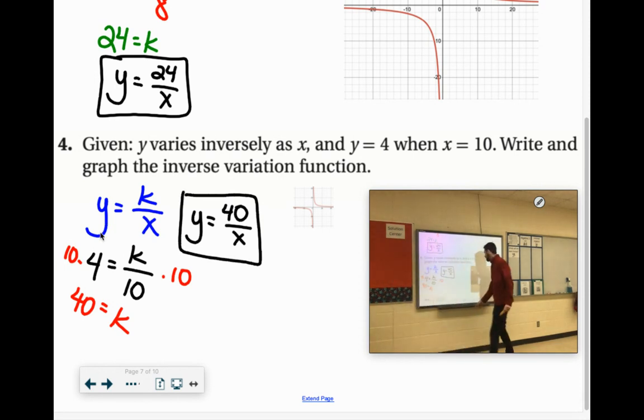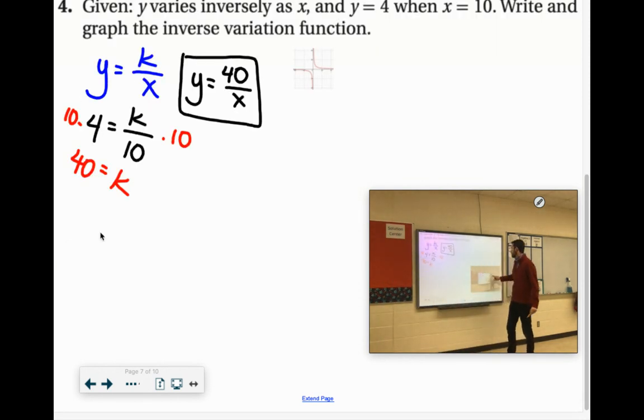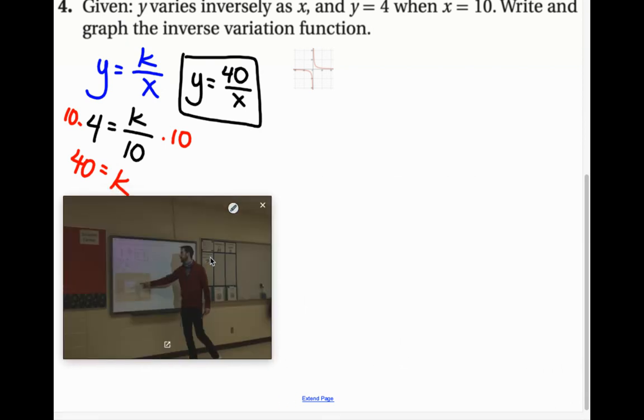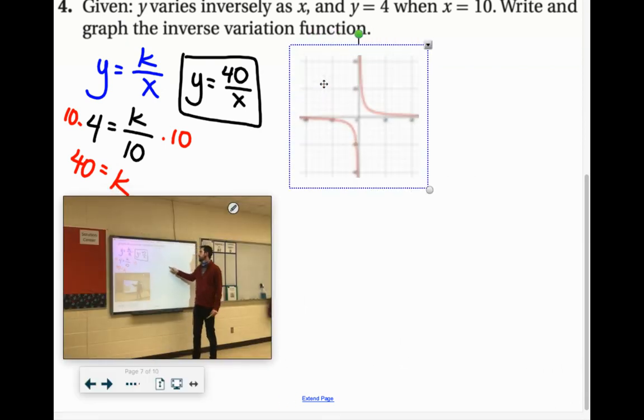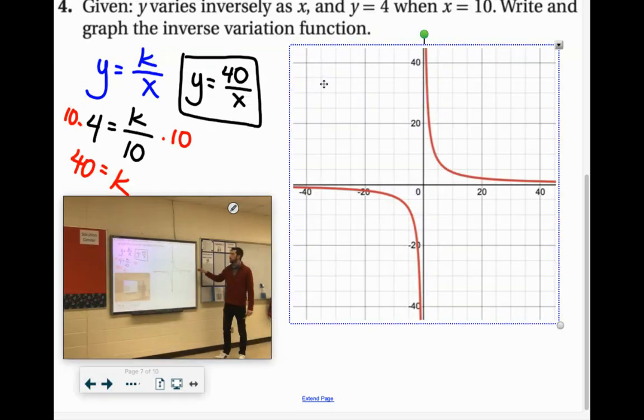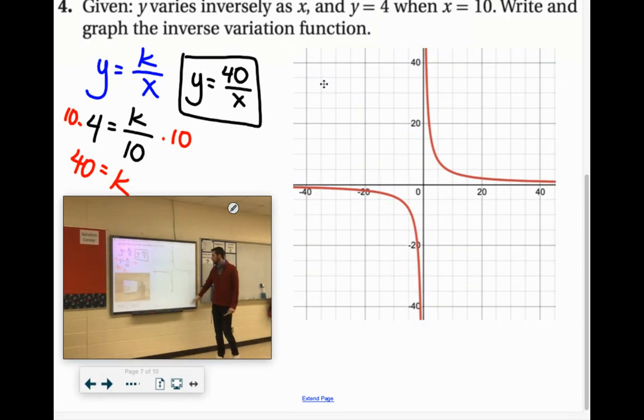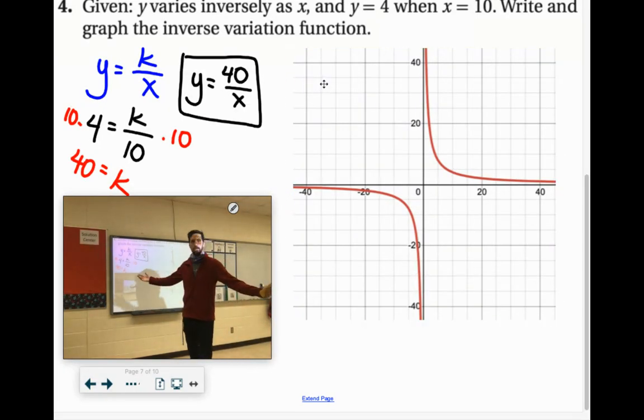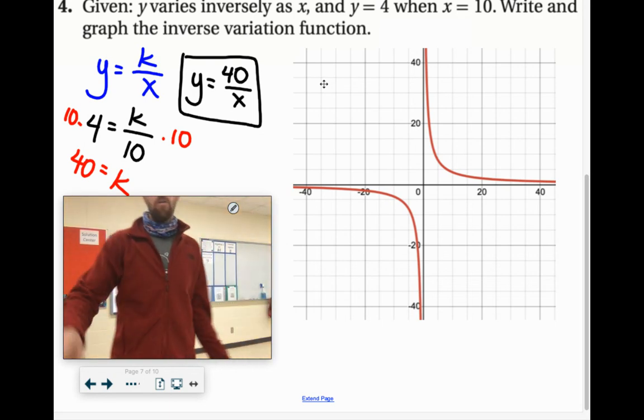The graph to that is going to look pretty similar, except we were dividing 24 by things earlier. This one is dividing 40 by those numbers. So, not too bad, right? Not too bad at all, Mr. Plant.